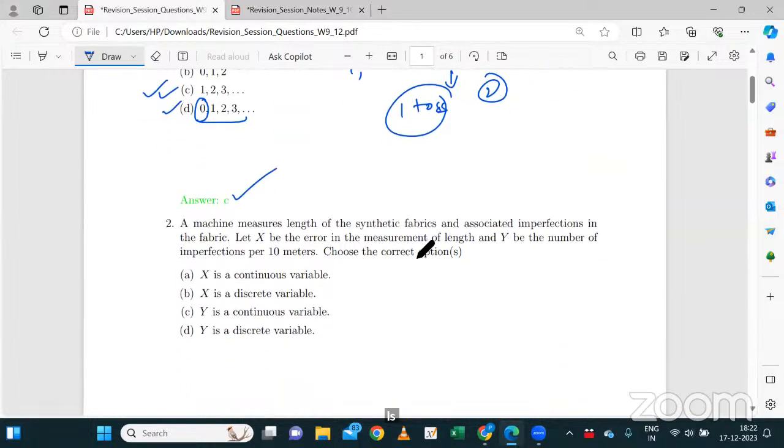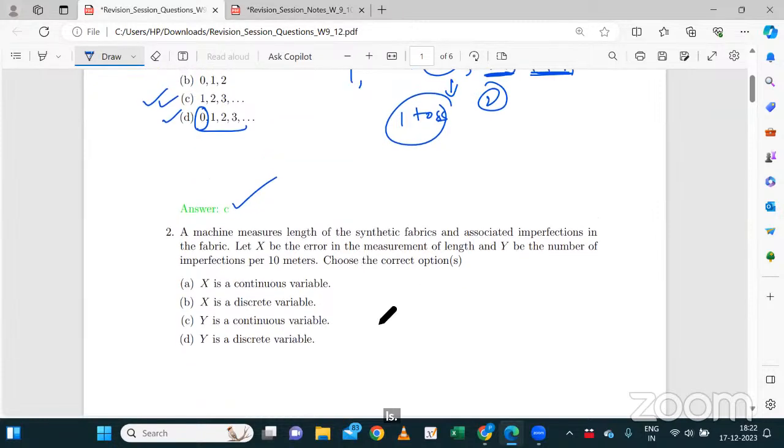Okay, so let's move to question number 2. I think this discrete and continuous we have discussed lots of times before. Option B.